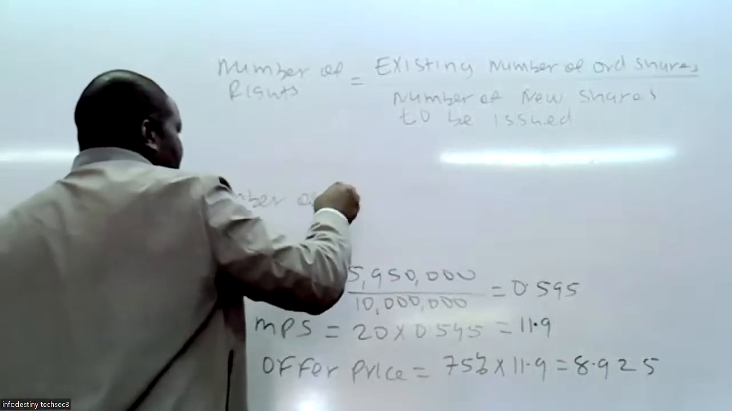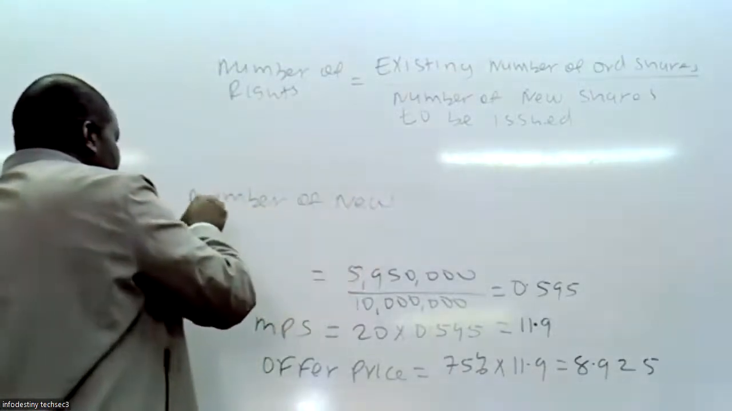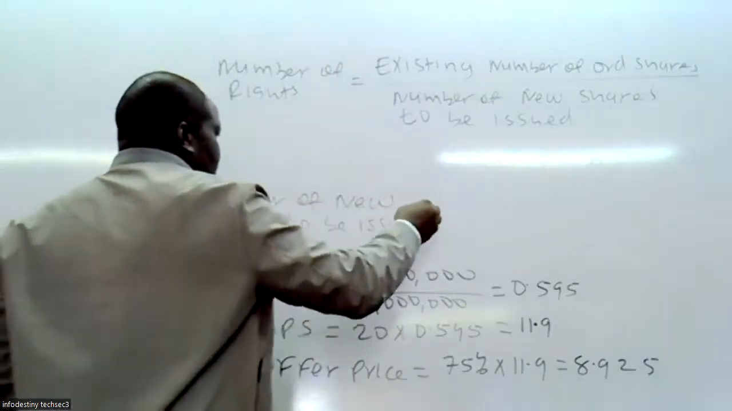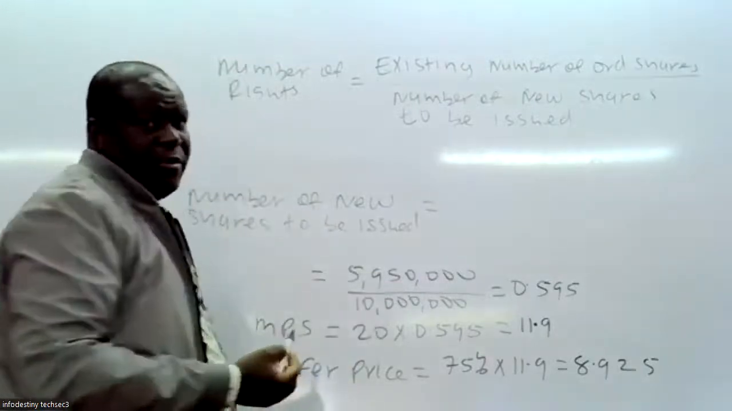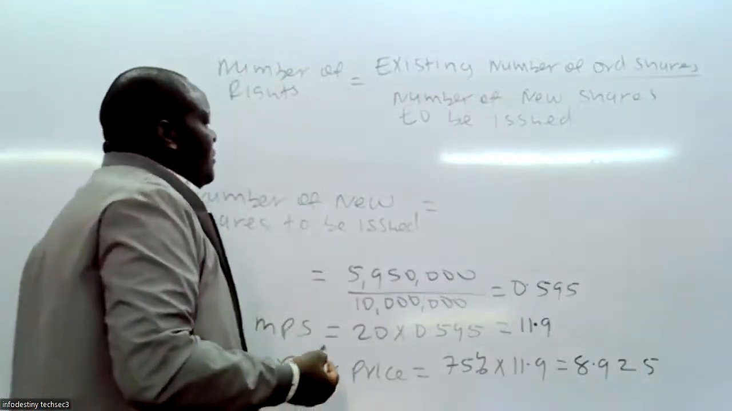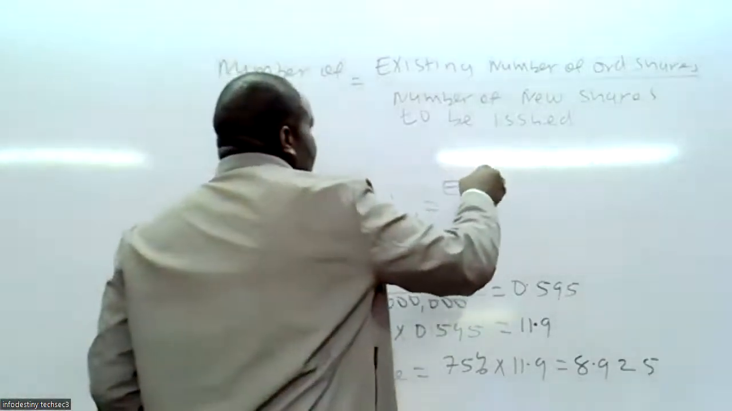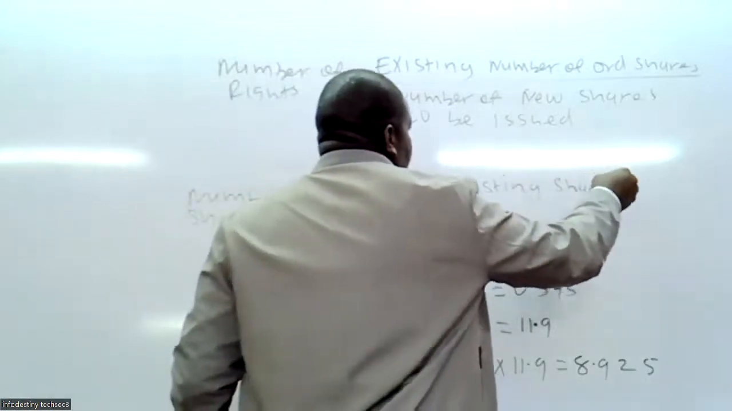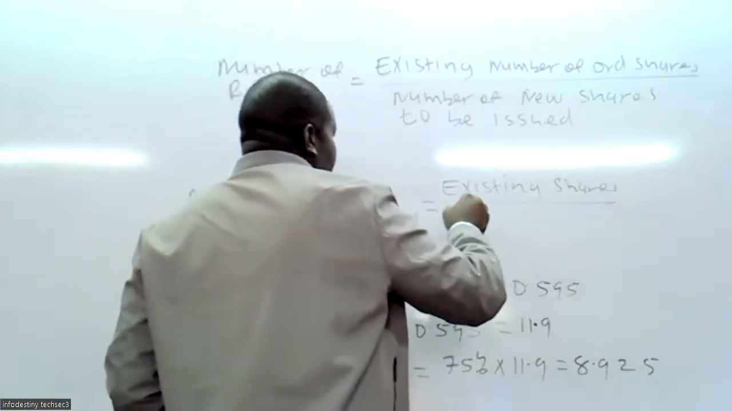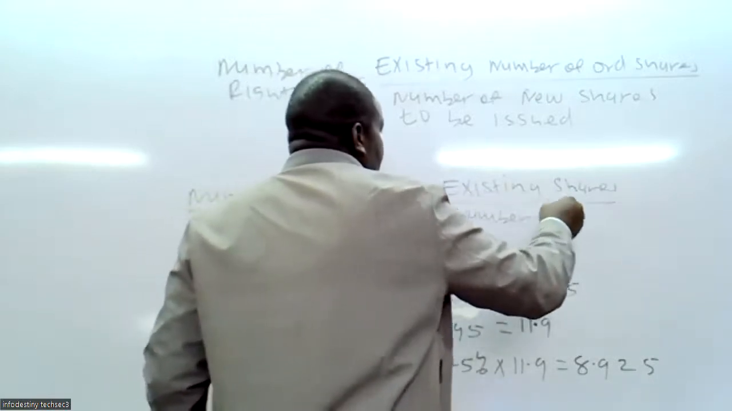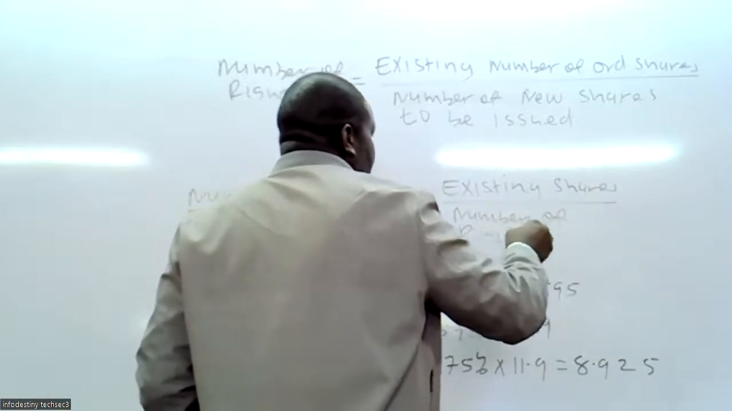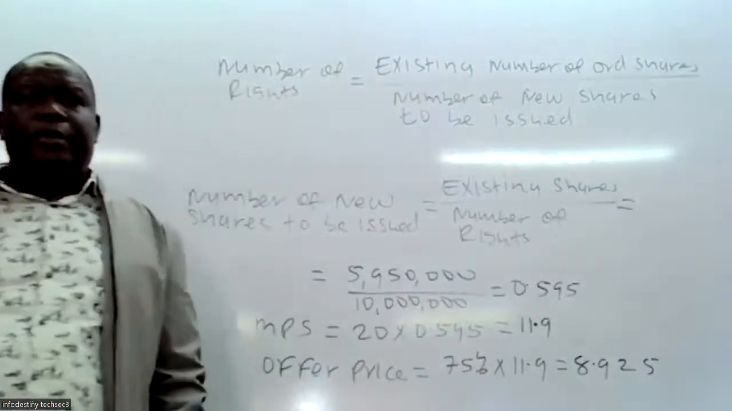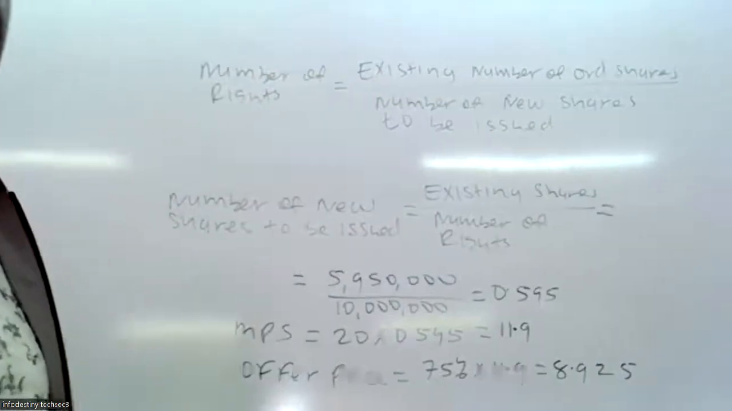Number of shares issued. When we make it the subject, you simply take the existing shares, divide by number of the rights. Number of existing shares, we have already used them.